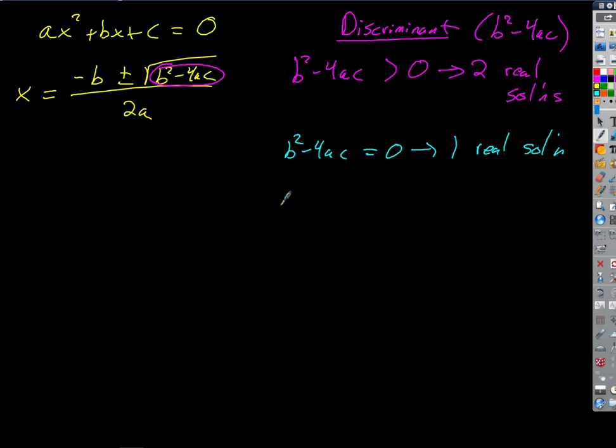But what about the case where the discriminant is negative? Then what happens? Yeah, then I'm getting non-real, imaginary solutions. How many? 2. One for the plus and one for the minus. So let's look at a couple examples then.